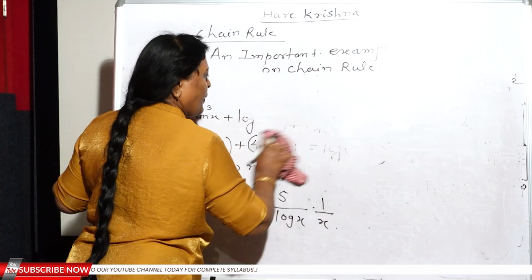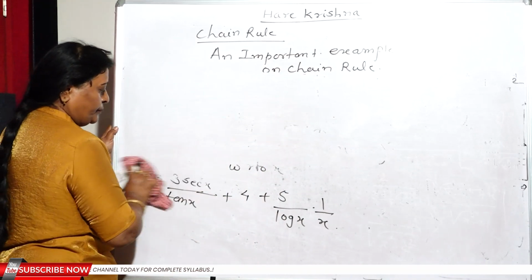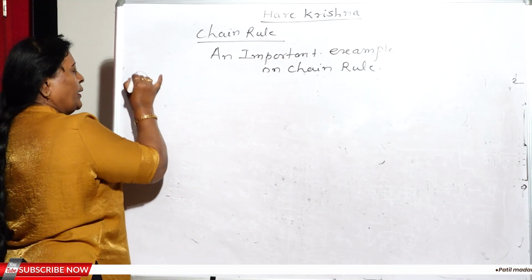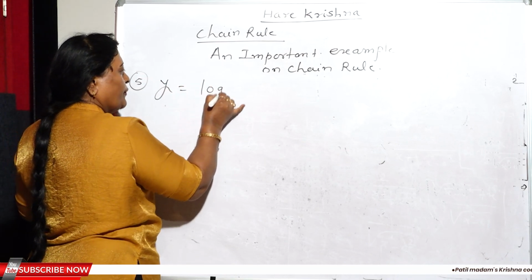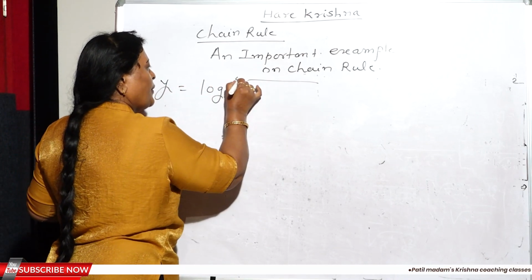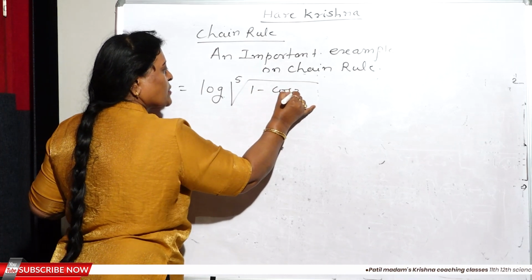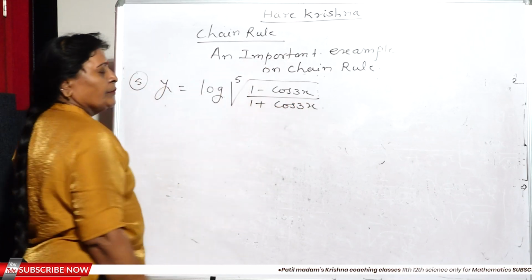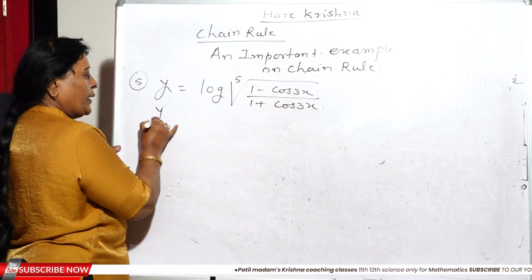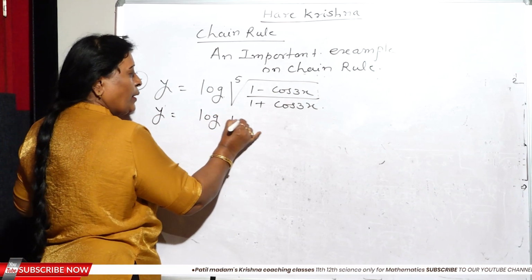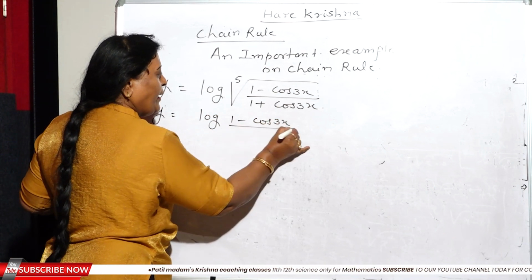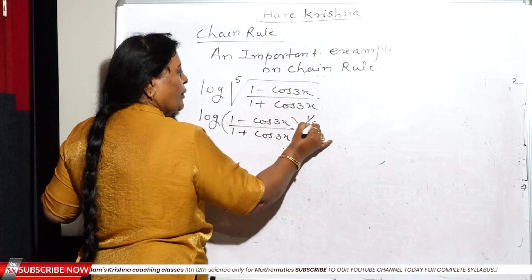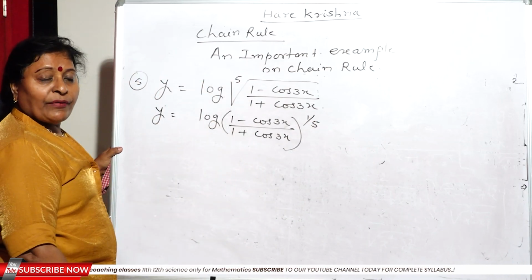Now again I will take the fifth one. See, fifth important example. Here again y is equal to log of the fifth root of 1 minus cos 3x divided by 1 plus cos 3x. Right? Now see what you have to do again. This you can write as log of 1 minus cos 3x divided by 1 plus cos 3x whole to the power 1 by 5. Because this is the fifth root, therefore the power is 1 by 5.